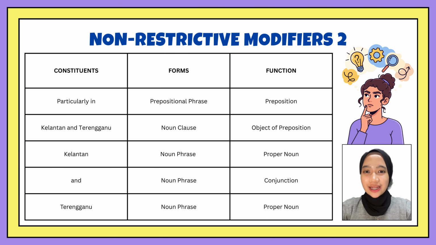Next, we have non-restrictive modifier 2. The phrase "particularly in Kelantan and Terengganu" provides additional information about location. It is also a prepositional phrase introduced by the preposition "particularly in." Kelantan and Terengganu are proper nouns joined by the conjunction "and." Similar to the first modifier, this phrase does not restrict or define the subject, batik. Removing this phrase does not affect the grammatical correctness of the sentence. Therefore, it is also classified as a non-restrictive modifier.